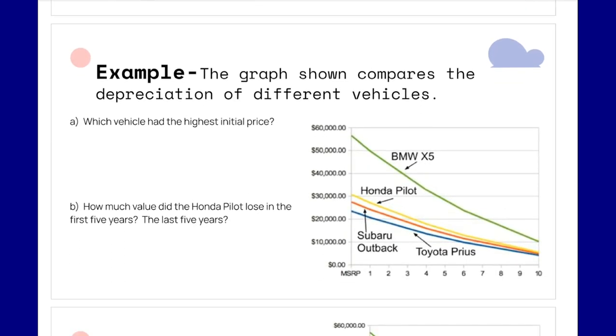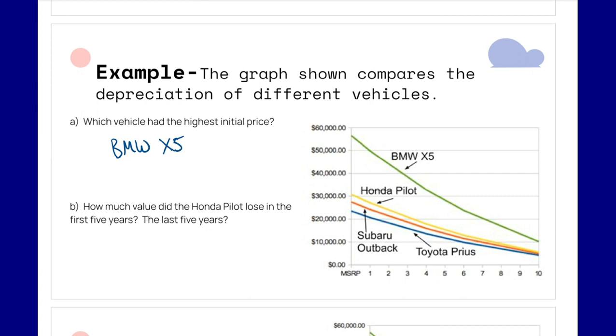So let's take a look at an example. The graph shown compares the depreciation of different vehicles: the BMW X5, Honda Pilot, Toyota Prius, Subaru Outback. Which vehicle had the highest initial price? Well, relatively straightforward. This one was the BMW X5. That was the highest initial price.